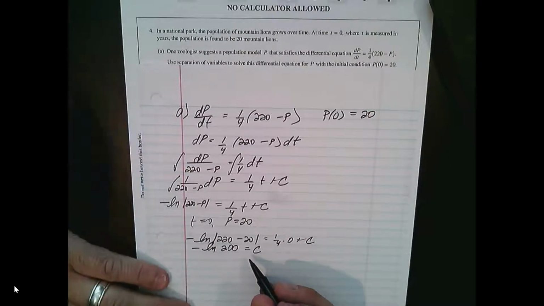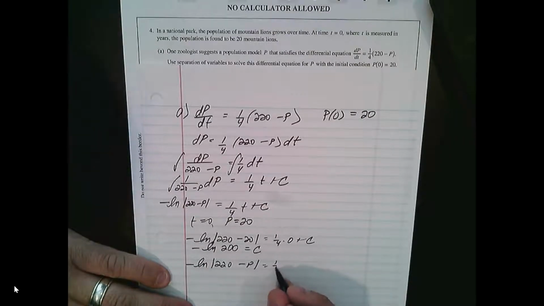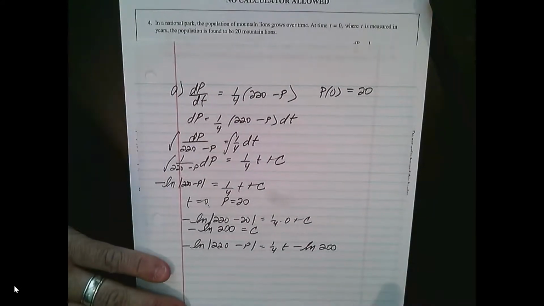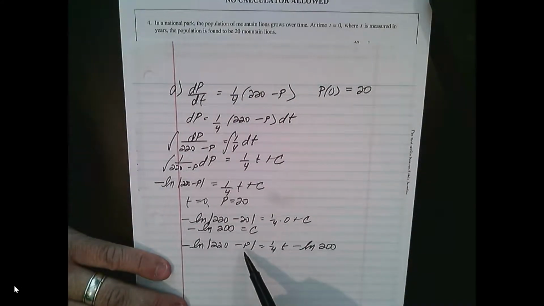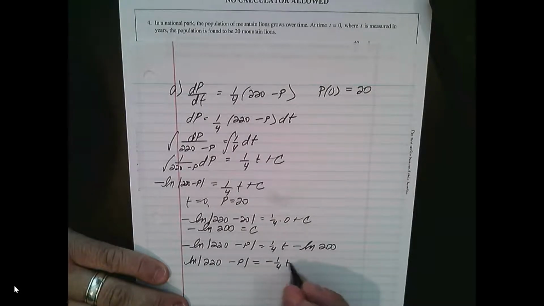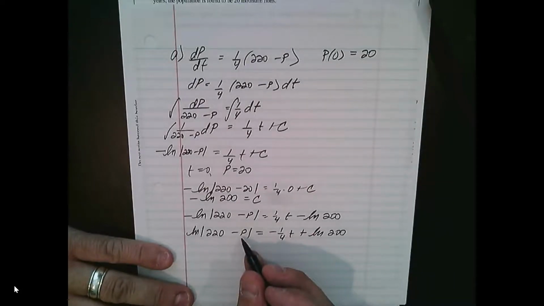Great, that's C. So now we have negative natural log absolute value of 220 minus P is equal to 1/4 of t minus the natural log of 200. Now what's your goal? Your goal now is to solve for P. So we're going to multiply both sides by the negative. Natural log absolute value of 220 minus P is equal to negative 1/4 of t plus the natural log of 200. I'm still trying to get P by itself.